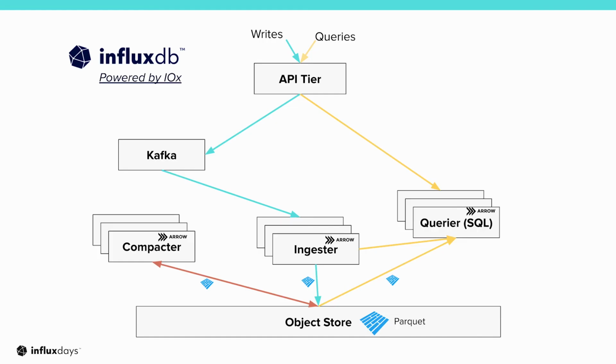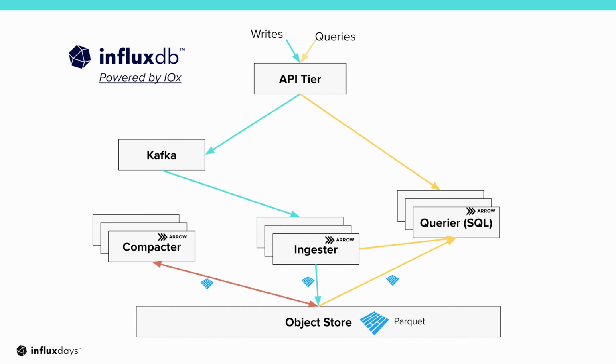So if we look at the structure of the new time series engine that's being powered by the project we called IOx, data comes in through our API tier, lands in a durable queue in Kafka, and then goes through what we call the ingester processes, which are using that Arrow columnar in-memory data format. They are ingesting the data into that format, looking at it, creating various indexes, and turning it into Parquet files that are stored on the object store.